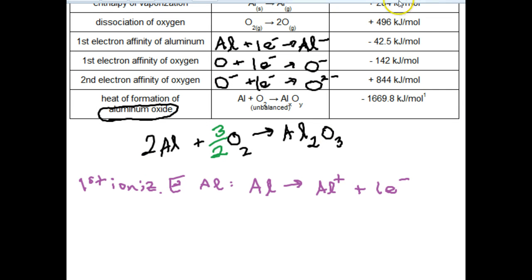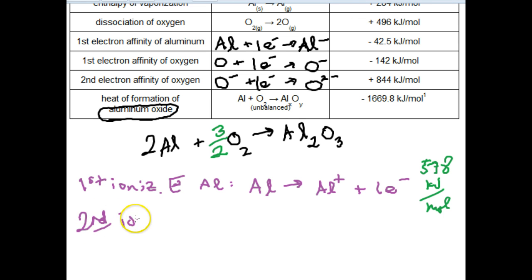We'll do that in green. So that's 578 kilojoules per mole. Okay, and then also relevant is the second ionization energy.